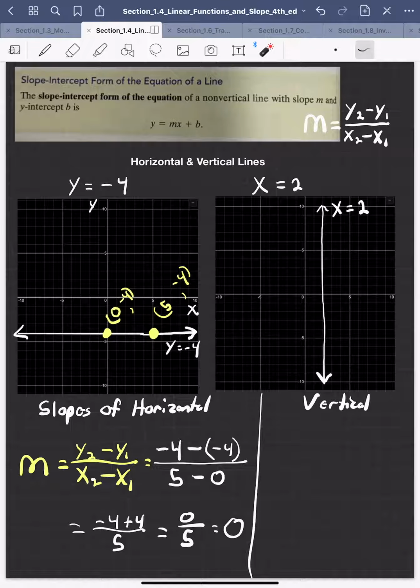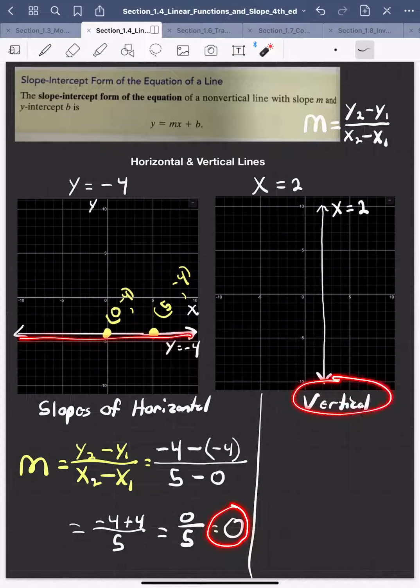So we're going to make the statement that horizontal lines have a slope of 0. Something that makes perfect sense, right? There's no steepness here. It's not inclined at all. So horizontal lines have a slope of 0.